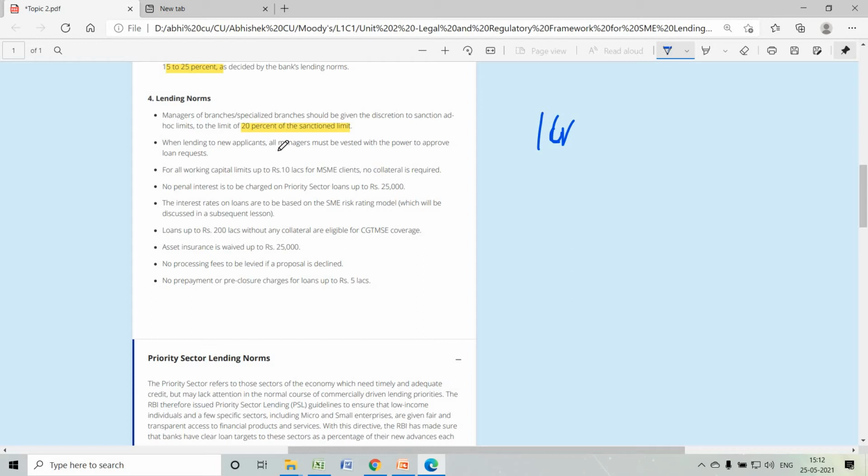And when lending to new applicants, all managers must be vested with the power to approve loan requests, right? So everyone, when talking about new applicants, all managers must be vested with the power to approve loan requests.